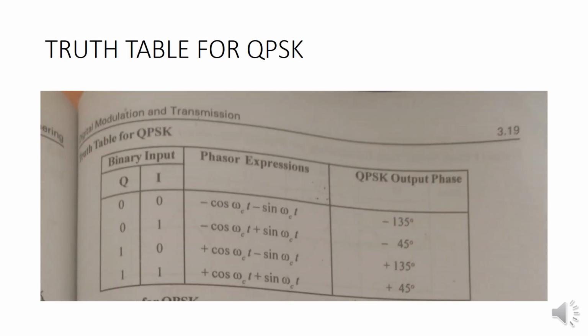This is the truth table for the QPSK. Here we have the binary input Q and I, that is 00, 01, 10 and 11. The phasor expressions are minus cos omega ct minus sin omega ct, minus cos omega ct plus sin omega ct, plus cos omega ct minus sin omega ct, and plus cos omega ct plus sin omega ct. The QPSK output phases are minus 135 degrees, minus 45 degrees, plus 135 degrees and plus 45 degrees. So these are the different outputs we get.